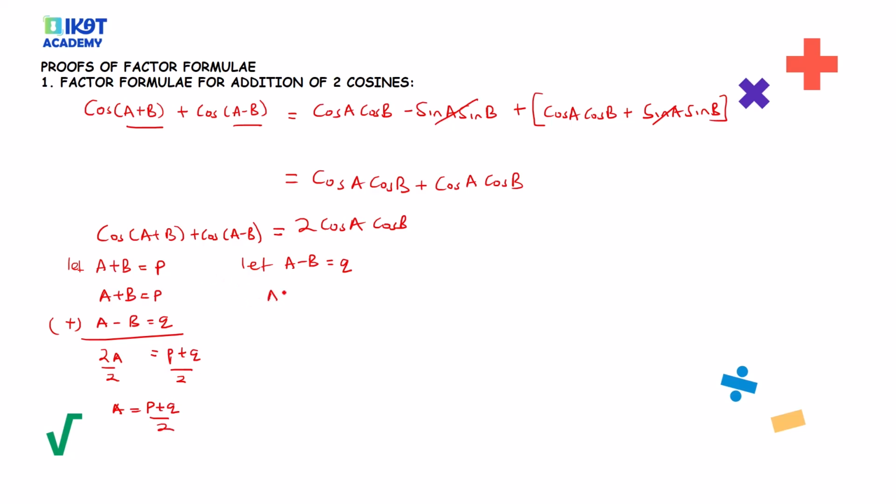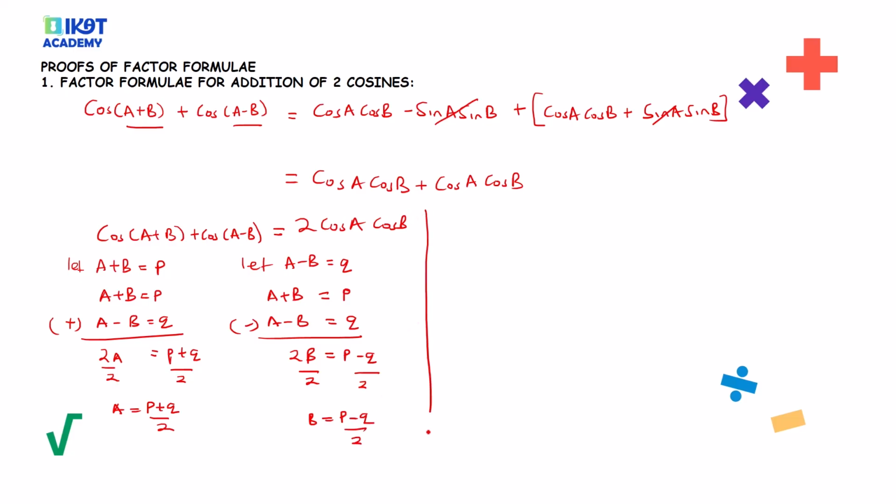Then now we write this expression: A plus B equals P, A minus B equals Q. But this time we subtract. So A minus A is 0. Then B minus minus B becomes 2B. This is equal to P minus Q. Divide by 2, divide by 2. So B is equal to (P minus Q) out of 2.